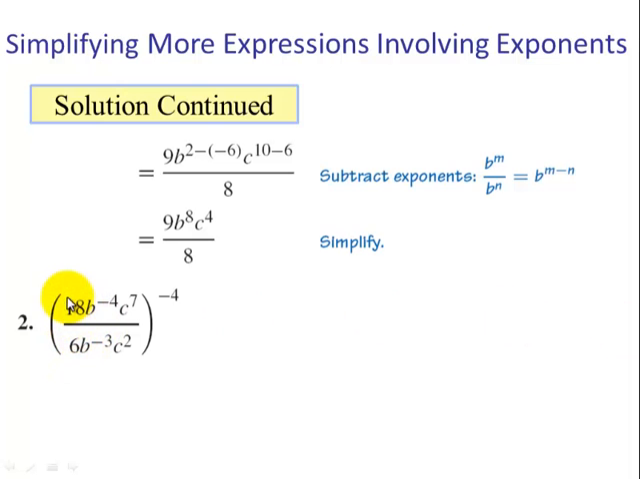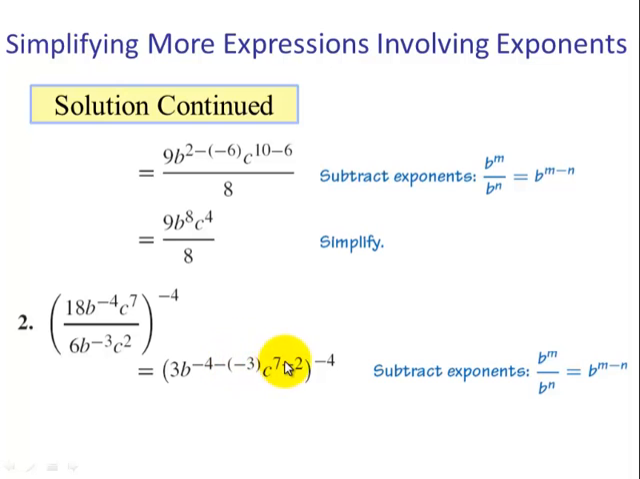Number 2, our first step is to simplify what's in the parentheses first. 18 and 6. 6 will go into 18 and 6 will go into 6. So this will become a 3. This will become a 1. And 1 times b to the negative 3 is b to the negative 3. So we'll have a 3 in the numerator, and the 6 will disappear from the denominator. Next, for our b, we'll have negative 4 minus negative 3. And for base c, 7 minus 2.